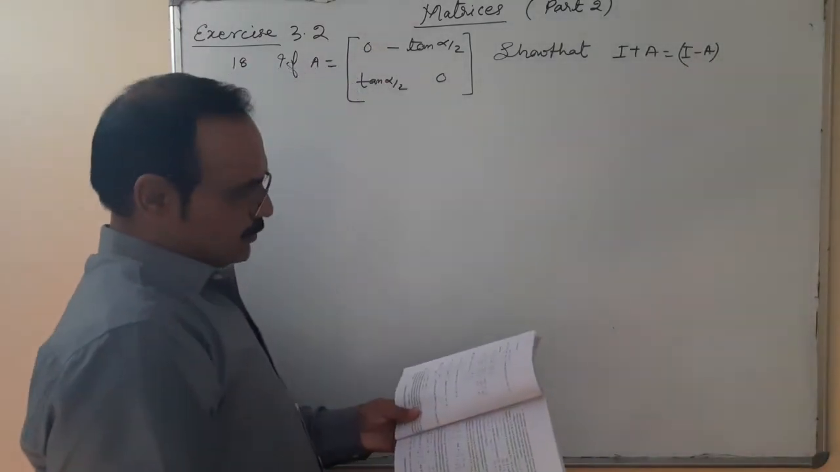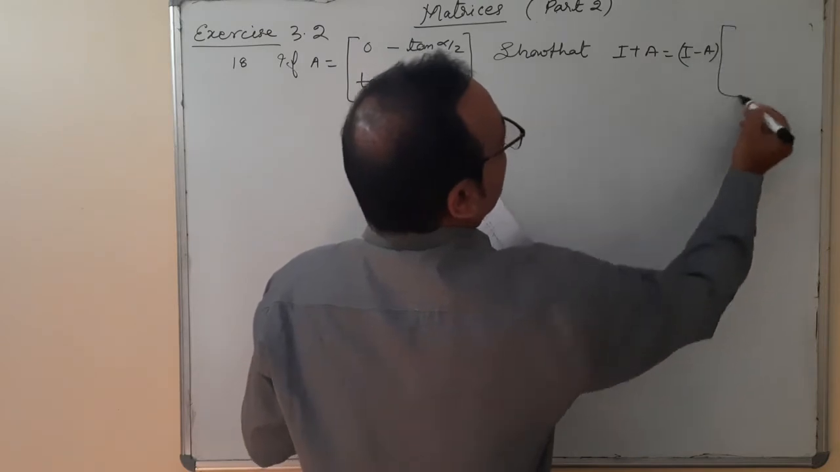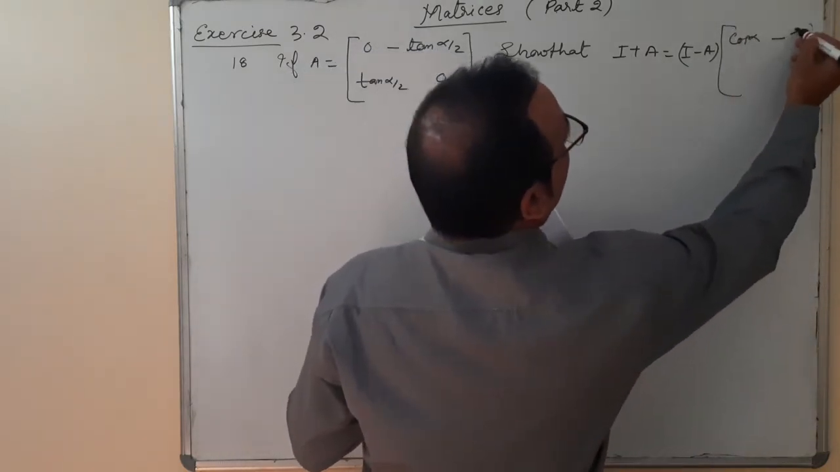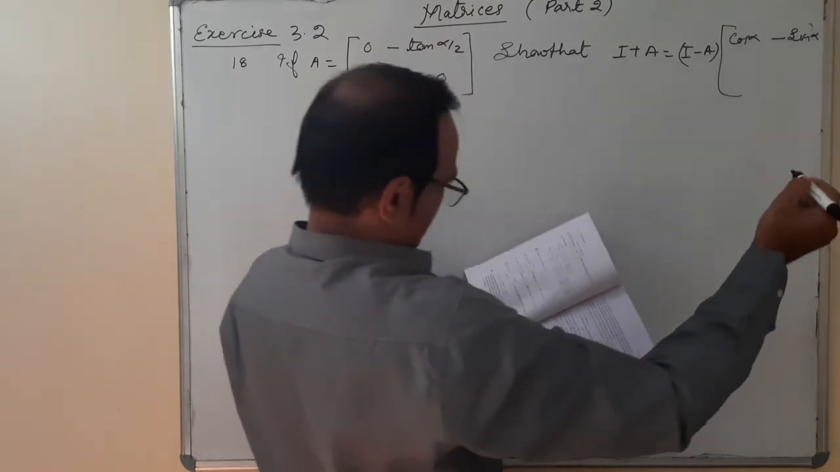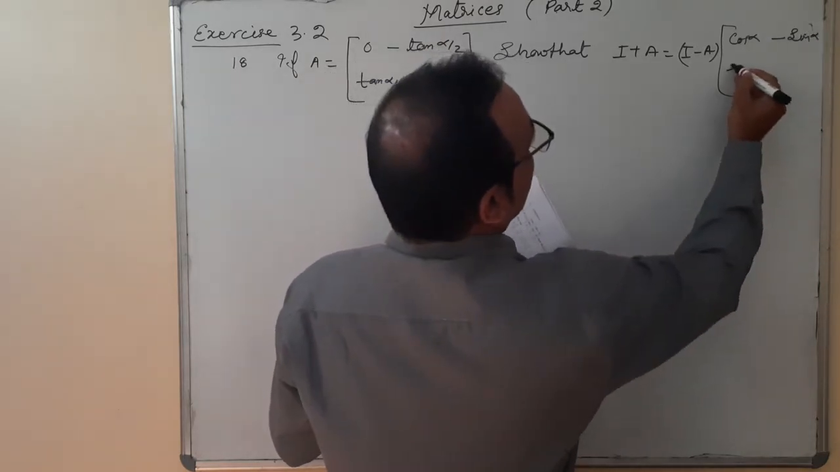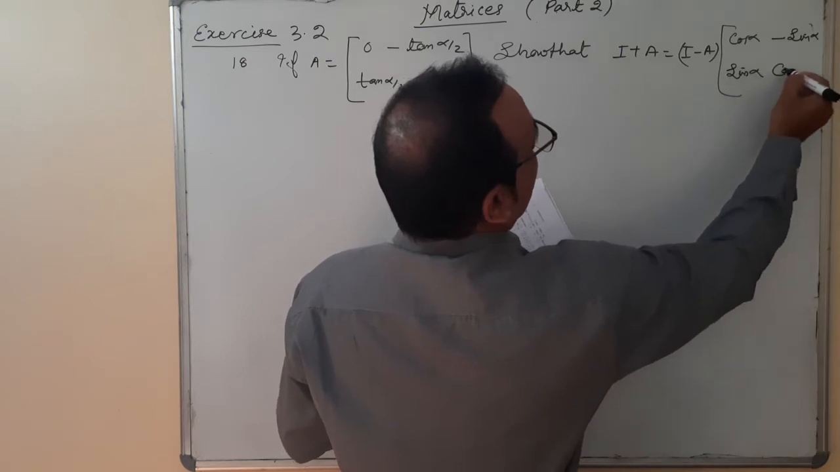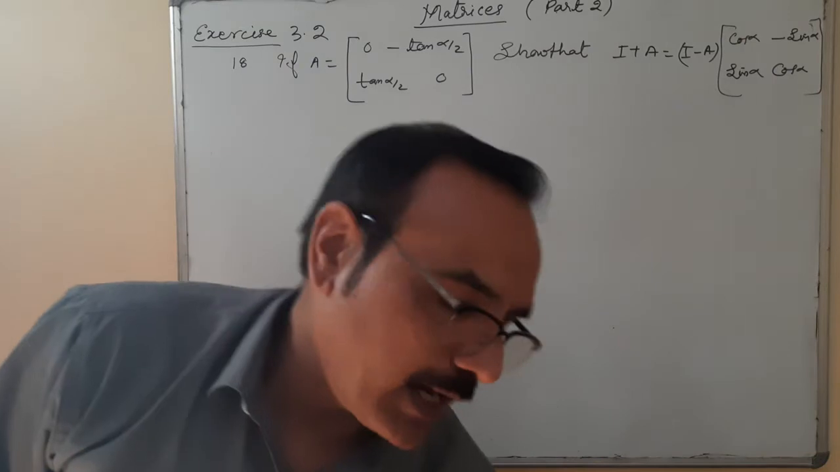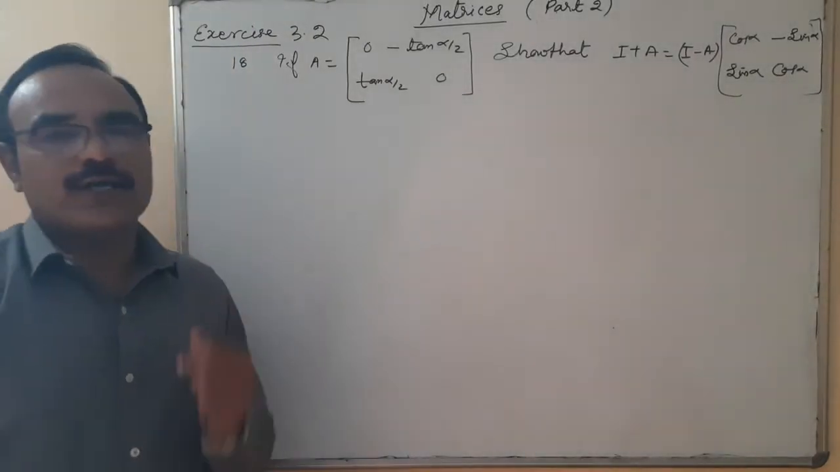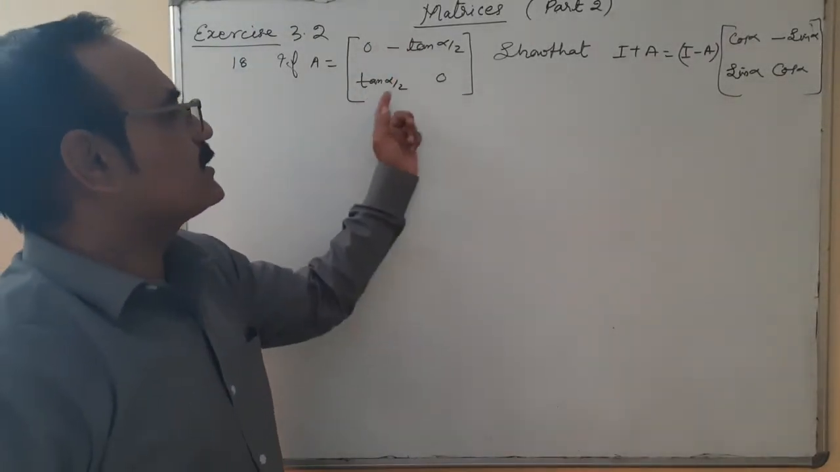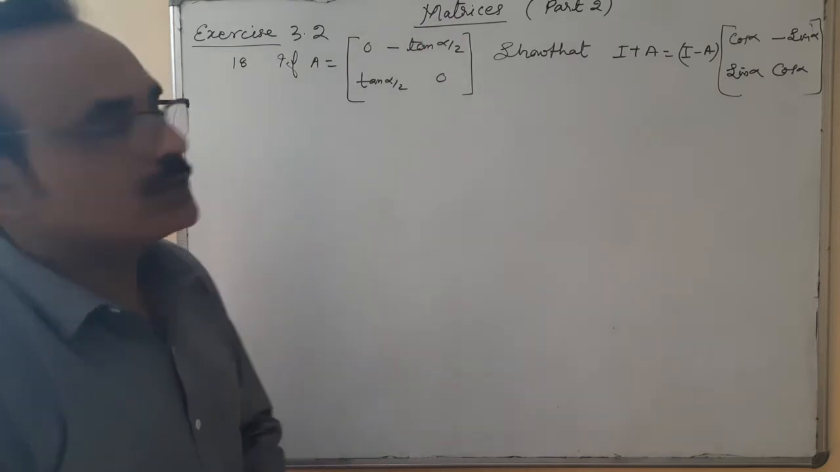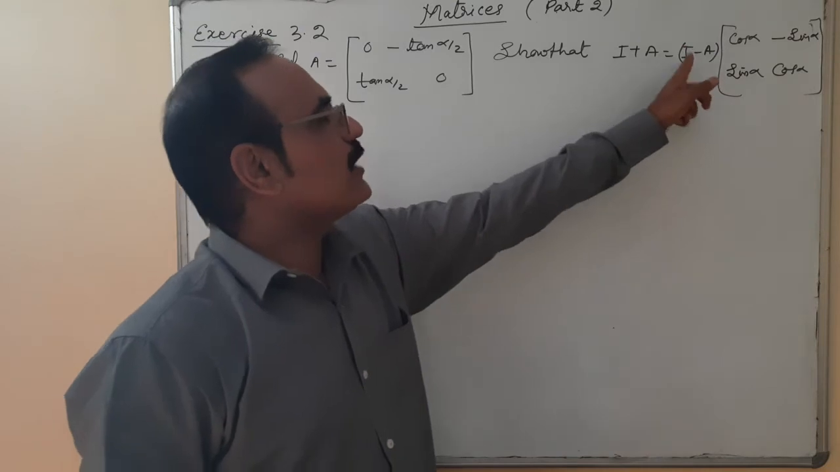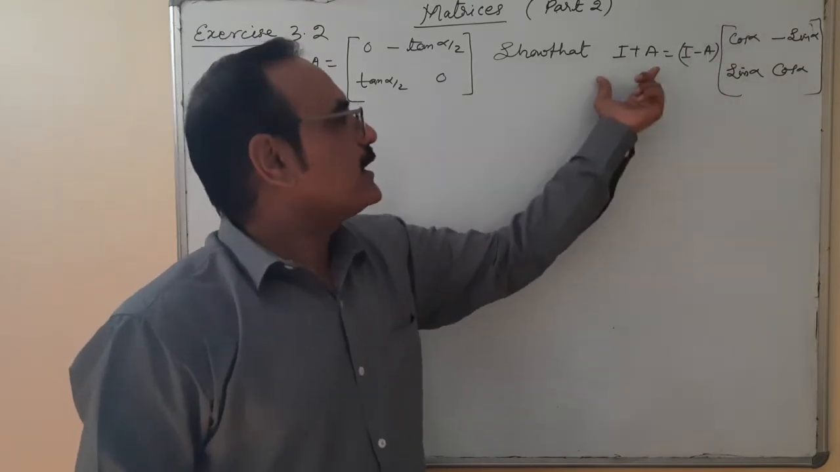I plus A is equal to I minus A times the matrix cos alpha, minus sin alpha, sin alpha, cos alpha. Okay. I is identity matrix of order 2, so obviously it is 2 cross 2, and that is also 2 cross 2, so I is of order 2. A is given. I plus A is equal to I minus A, this. So left hand side and right hand side.